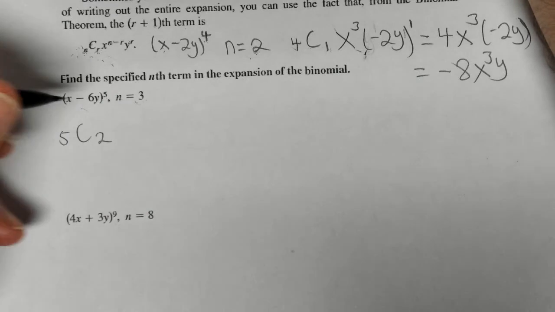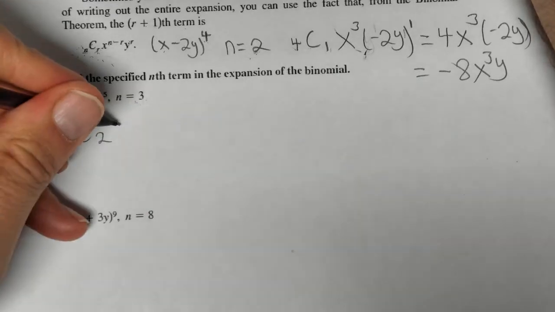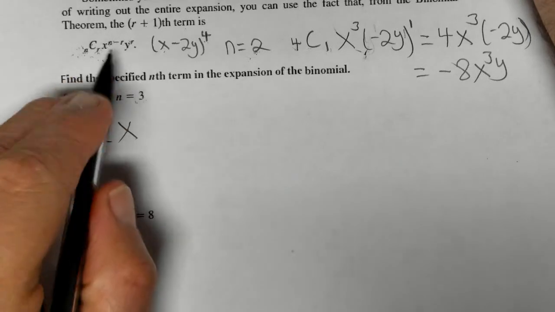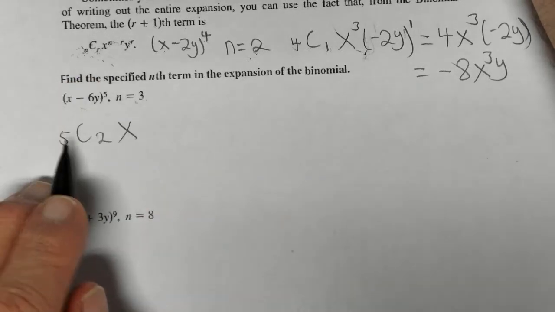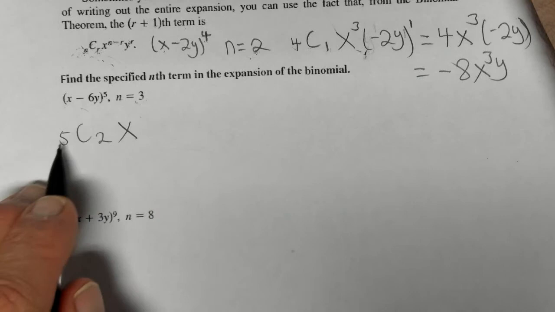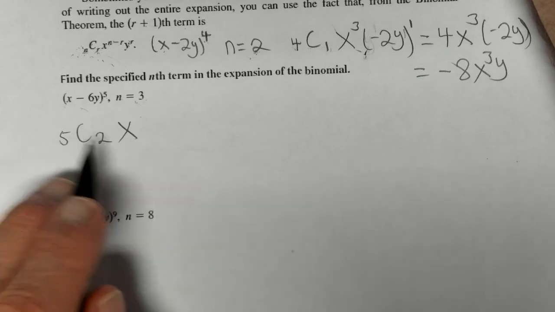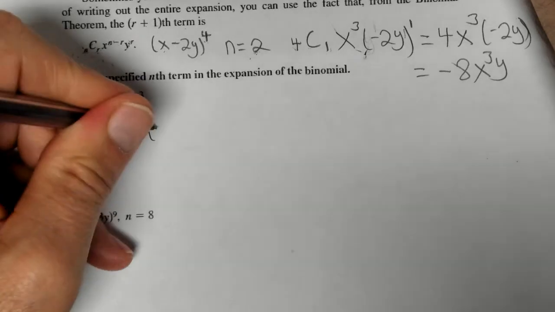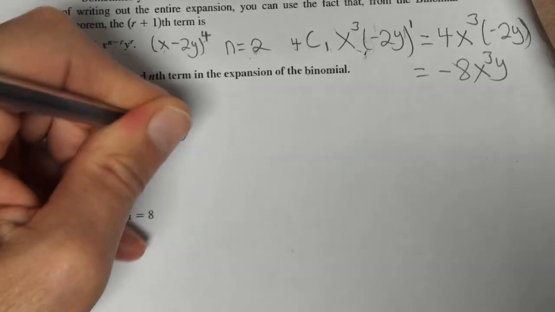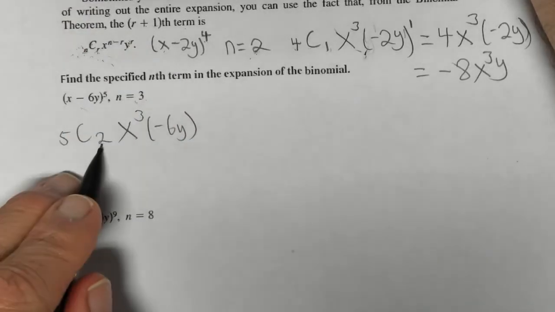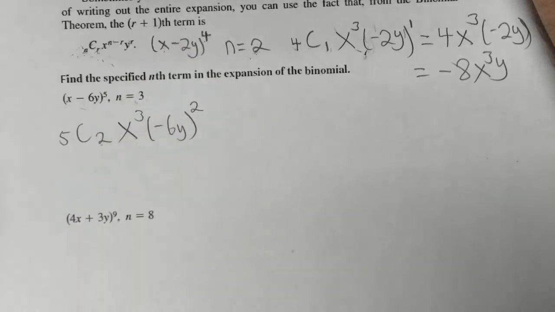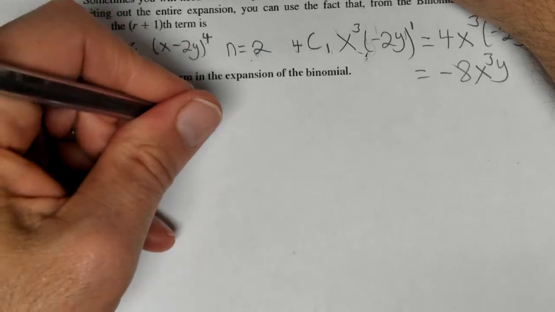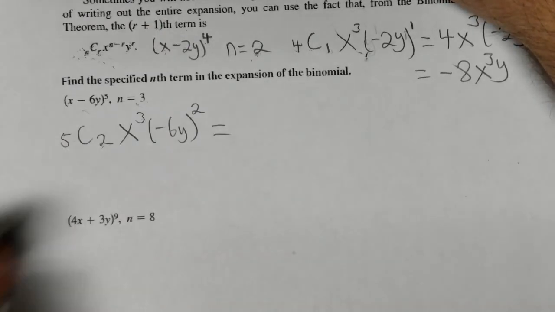All right. Now, I'm going to be raising x here because x is this number. It's going to be x to the N minus R power. So if I want the correct power for that first term, subtract these two numbers. 5 minus 2 makes 3. My second term is negative 6y, and then I need to raise that to the R power, which is 2. And so once I've got it plugged in correctly, it's just a matter of simplification.